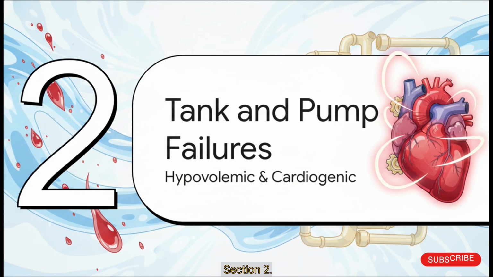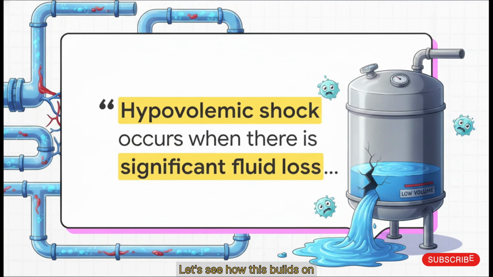Section 2. Hypovolemic and cardiogenic, tank and pump failures. Let's see how this builds on those 4 pillars by focusing on failures of the blood volume and failures of the heart itself. We are going to start with hypovolemic shock. I want you to visualize the cardiovascular system as household plumbing. In this analogy, hypovolemic shock is simply a tank running out of fluid. There just physically isn't enough volume in the system to go around.